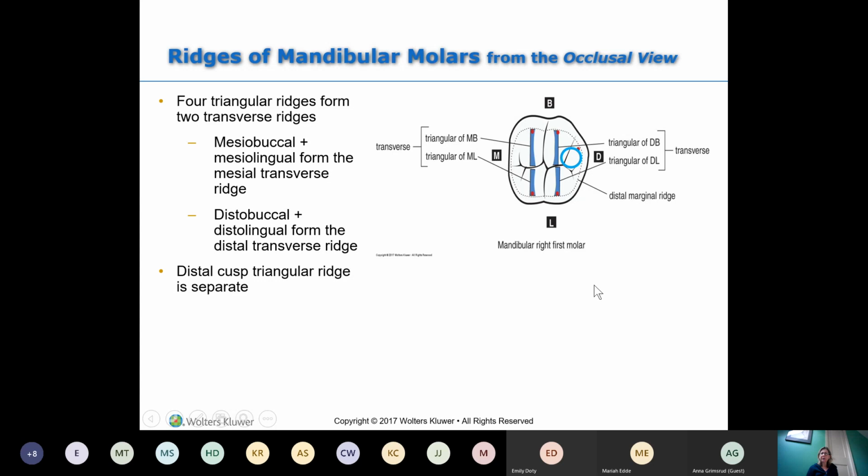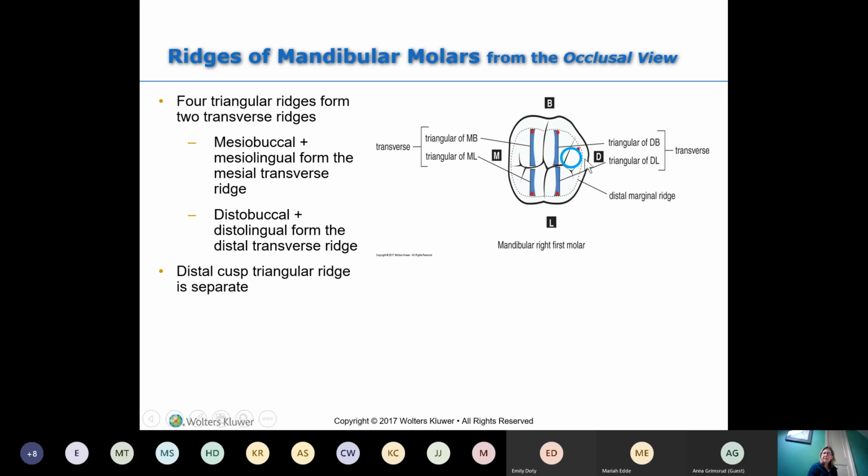You also will have on an occlusal surface your marginal ridges. Do we remember what marginal ridges are on posterior teeth? Anybody want to take a guess? So your marginal ridges outline the mesial and the distal of your occlusal surface. This would be your mesial marginal ridge. This would be your distal marginal ridge.